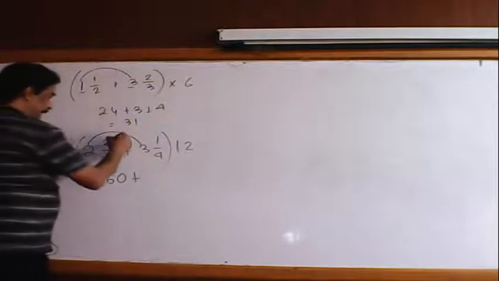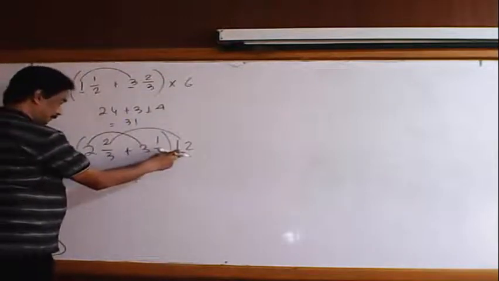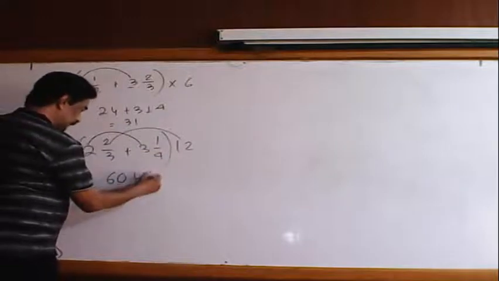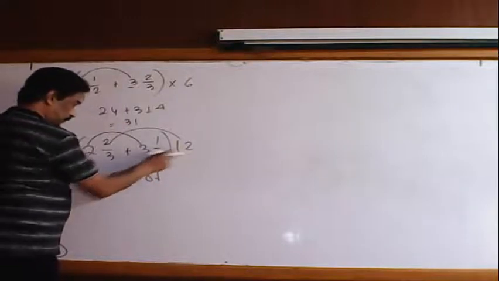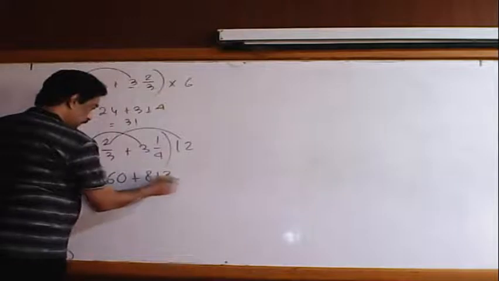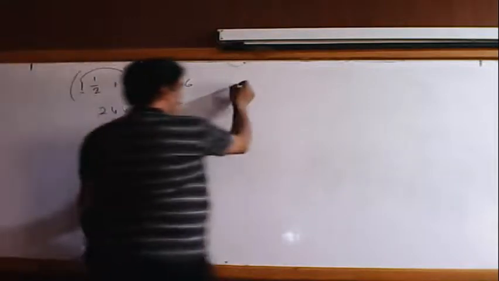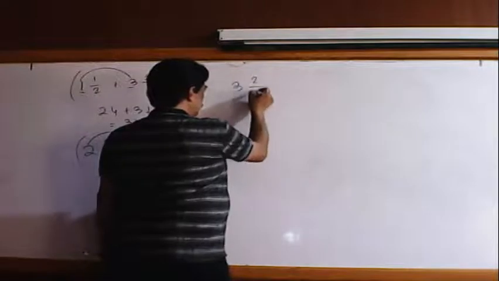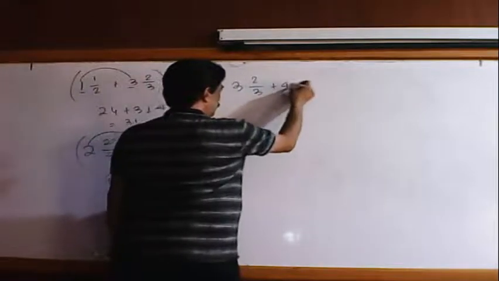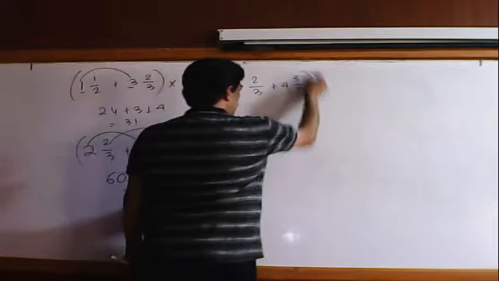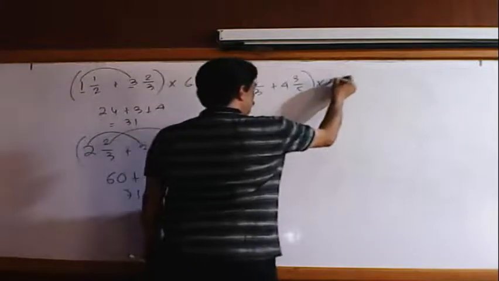Plus, this multiplied by 12, we can get result is 4, 4 to the 8. This divided by 4, result is 3. So, now 71. If I say 3 and 2 third, 4 and 3 fifth, multiplied by 15.